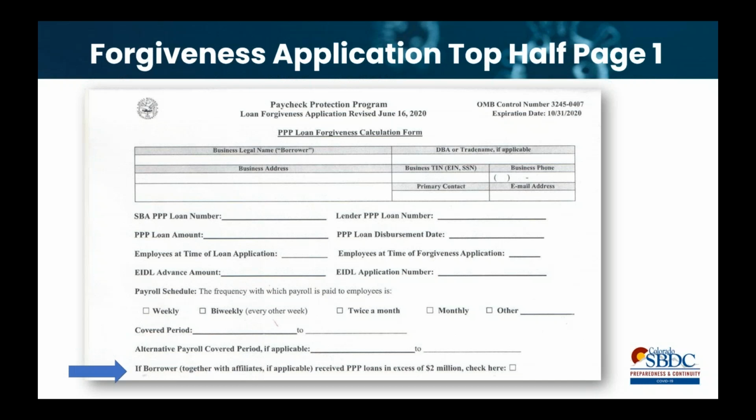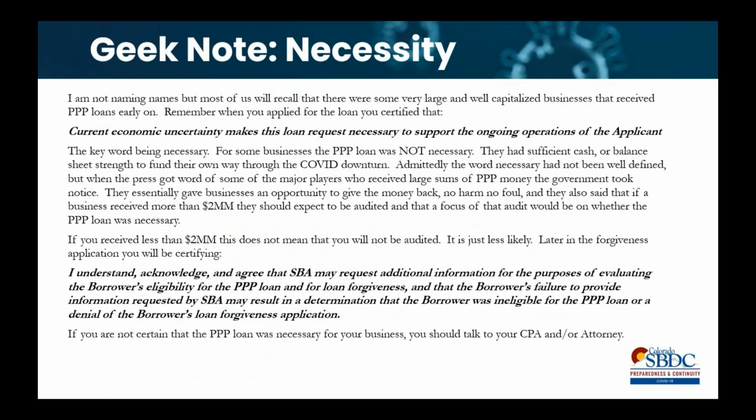In this box, we will check this box if we received more than $2 million. If we check this box, we should make sure we have a good accountant because it is highly likely that we will be audited. Why? That belongs in a geek note. I will just add that any business that is not sure if the PPP was a necessity for them should probably read this geek note, even if you received less than $2 million.